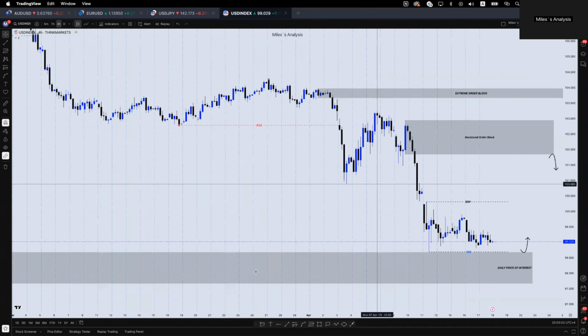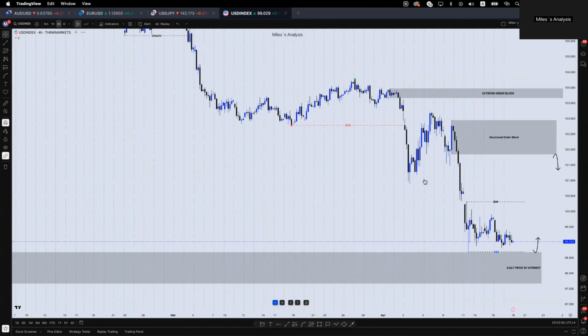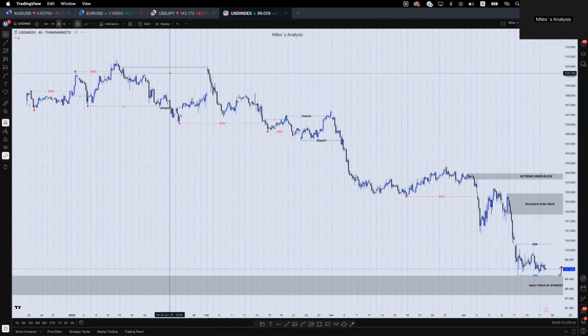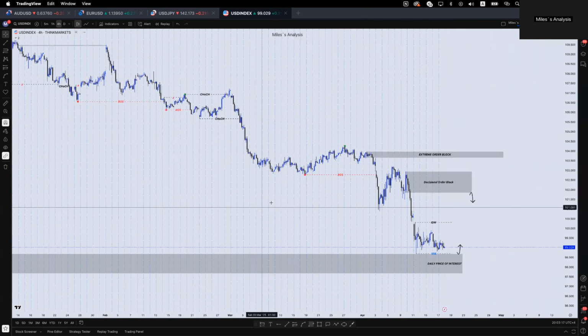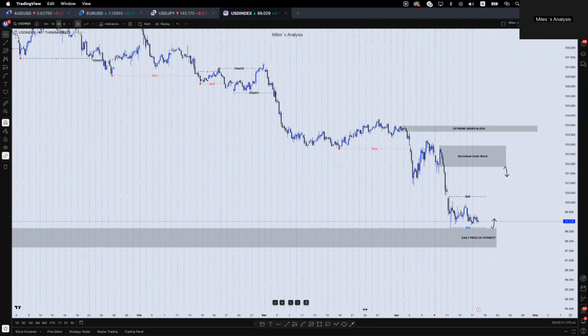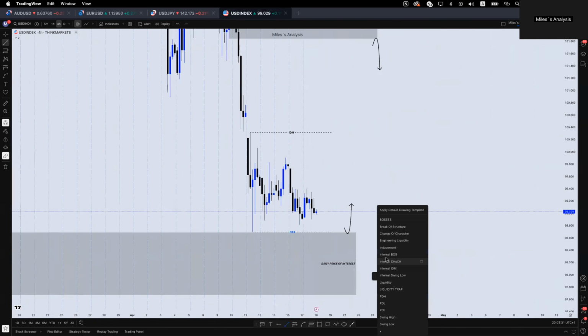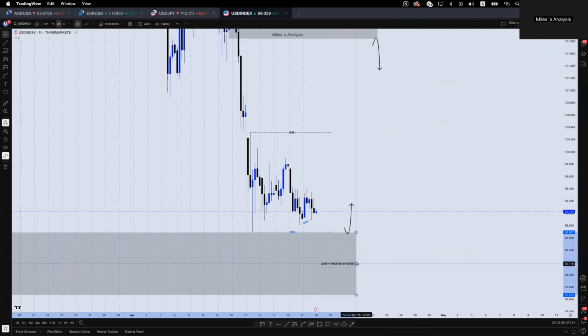So on the USD index, as you can see, price is in a very bearish momentum that has been ongoing for a very long time. Since January, price has been in a bearish momentum, and price is just about to reach this daily point of interest. So when the market opens, I'm anticipating a very small bearish push. Check out this liquidity maybe, then mitigate into this daily point of interest.